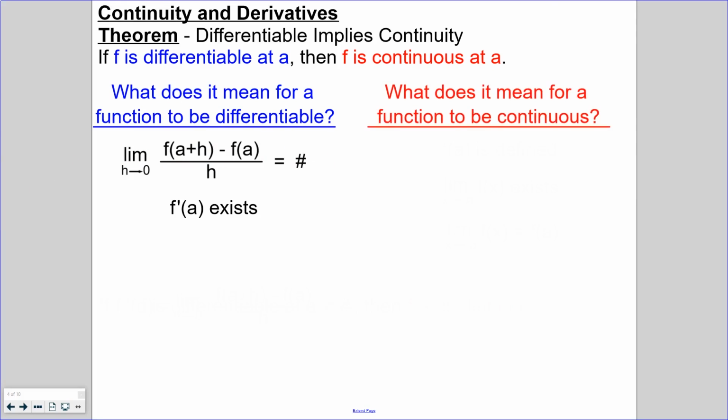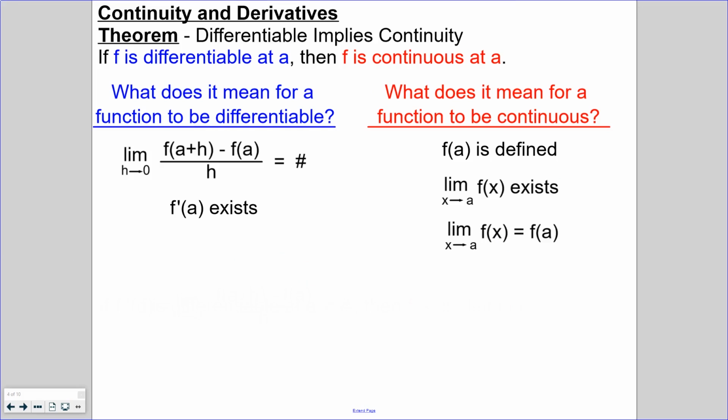So again, if these statements are true, then we know f is continuous. So what does it mean for a function to be continuous? We've fortunately already covered this. We know that there are three conditions for a function to be continuous at a specific point. We know that f of a has to be defined. We know the limit from the left and the limit from the right must equal the same number, telling us that the limit exists. And then finally, the limit has to equal the function, i.e. the intended height has to equal the actual height.